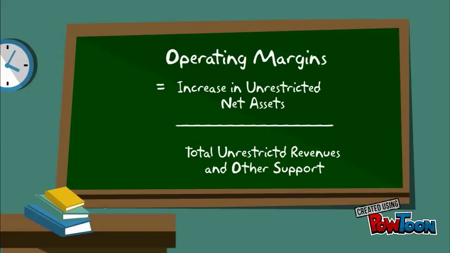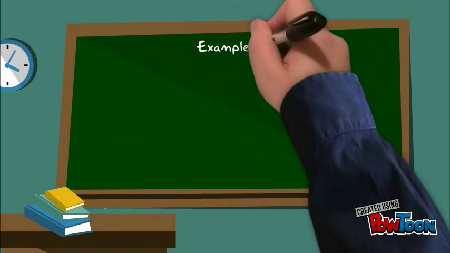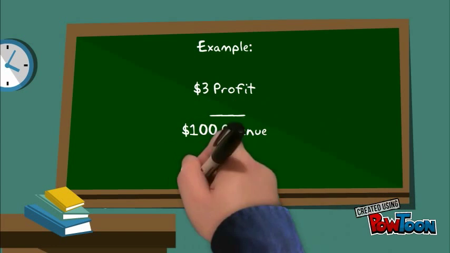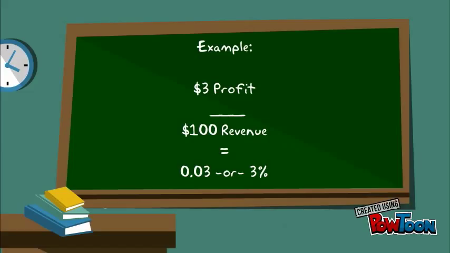The operating margin compares the operating profit with operating revenue. It assesses the profitability of each dollar of revenues generated by the routine ongoing activities of the organization. For example, if revenues are $100 and operating profits are $3, then operating profits compared with revenues are 3%. In other words, the organization earns 3 cents of operating profits for every dollar of revenues generated.